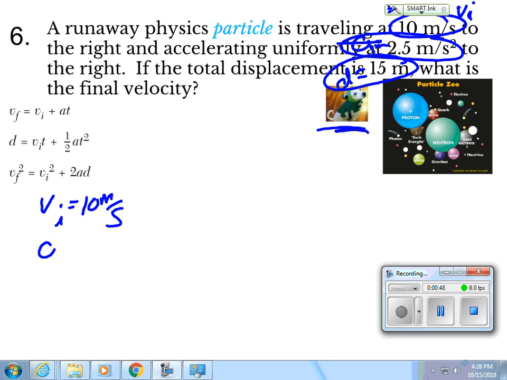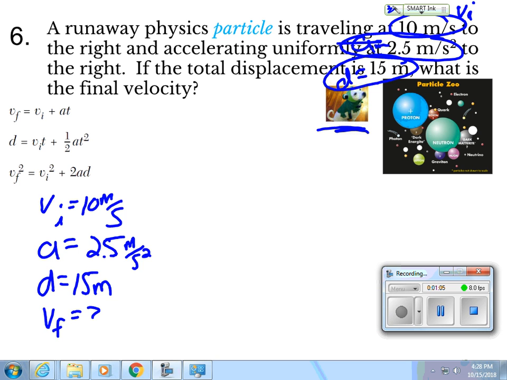All right, acceleration is 2.5 meters per second squared. My displacement, or my distance, is 15 meters. So what is my final velocity? I do not know what my final velocity is, so I put that as a question mark. And what information am I not given? I am not given time. No time. Not given.